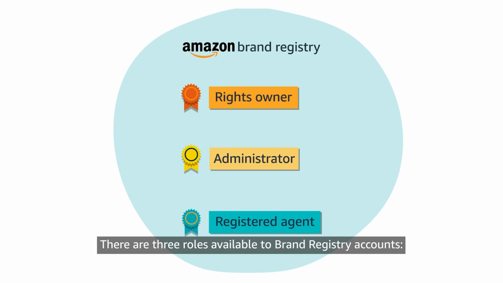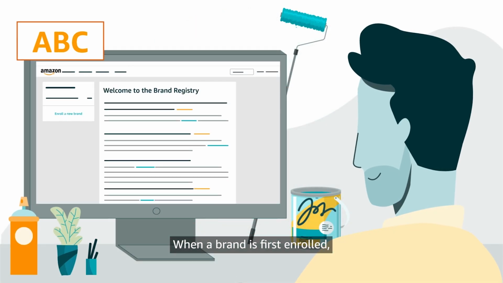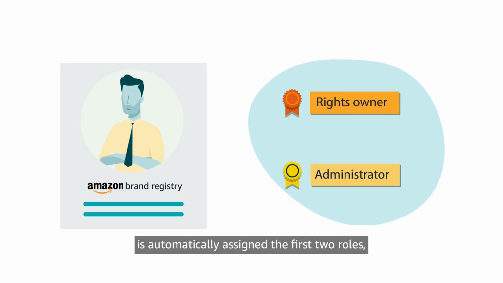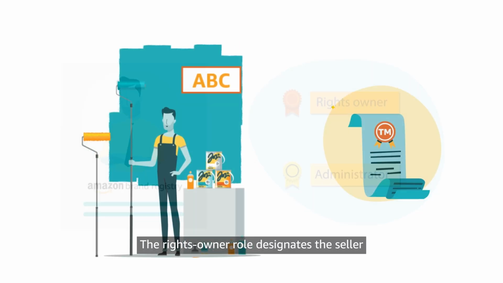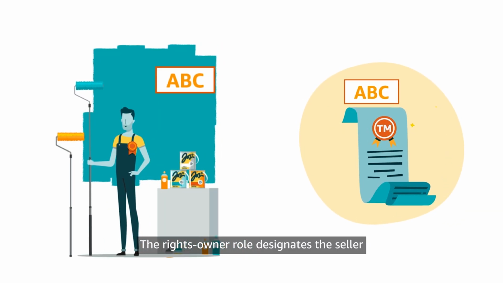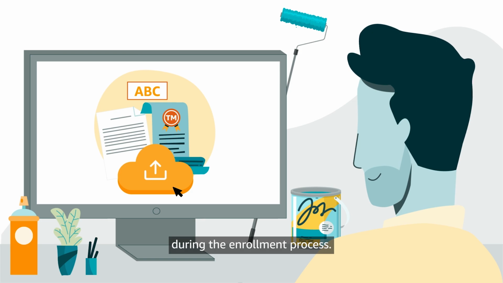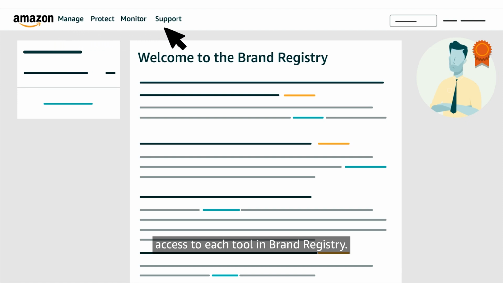There are 3 roles available to brand registry accounts: rights owner, administrator, and registered agent. When a brand is first enrolled, the account of the seller who enrolled it is automatically assigned the first 2 roles, rights owner and administrator. The rights owner role designates the seller who enrolled the brand as the owner of its trademark. They submitted verification of that trademark during the enrollment process. The rights owner role is also what gives the seller's account access to each tool in Brand Registry.